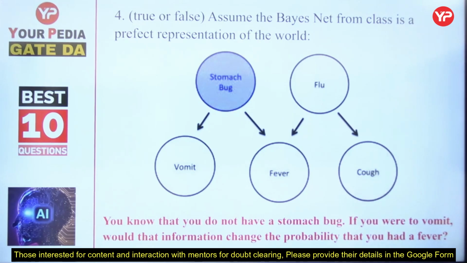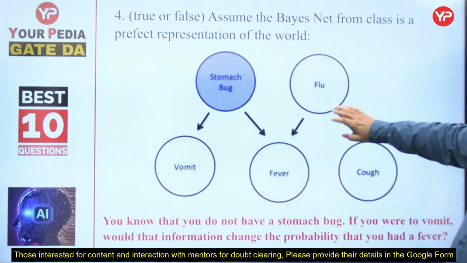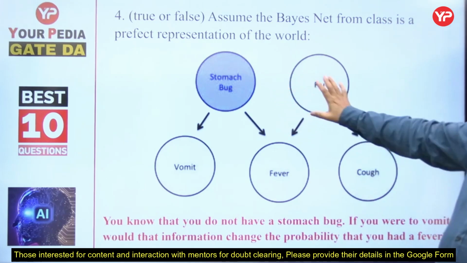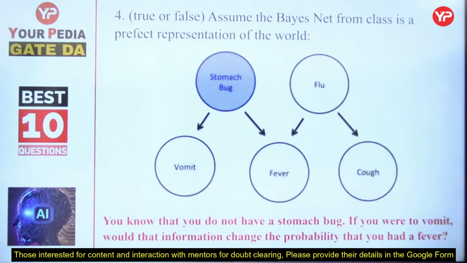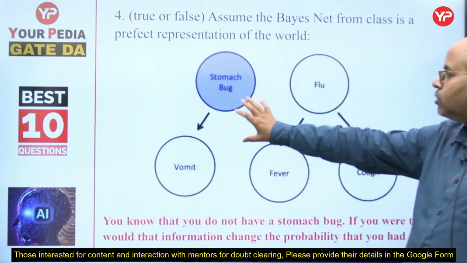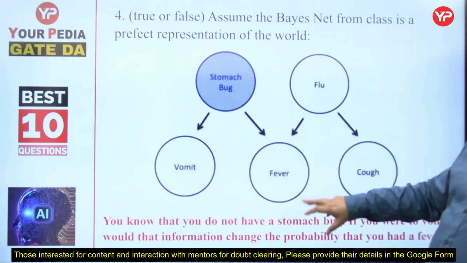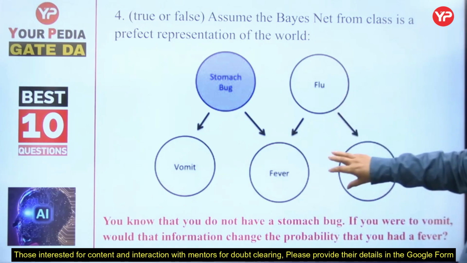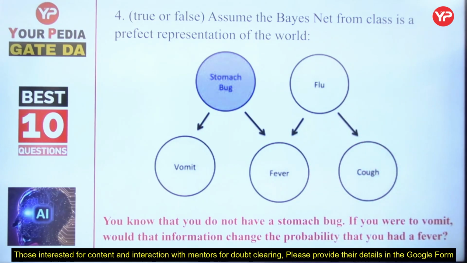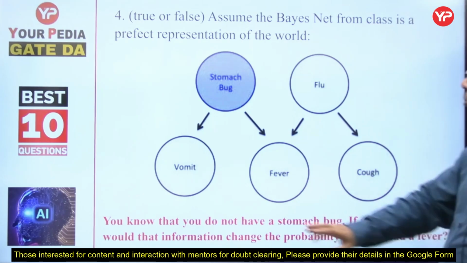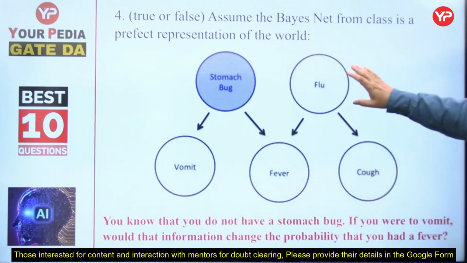Now, fourth question, a very standard question I got from Stanford papers. True or false? Assume the Bayes net from class is representing the world. Stomach bug leads to vomit and fever, and flu leads to fever and cough. In the COVID situation, this is a very relevant question. Now you know that you don't have a stomach bug.